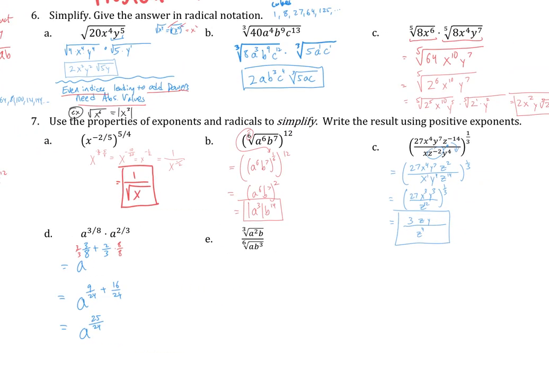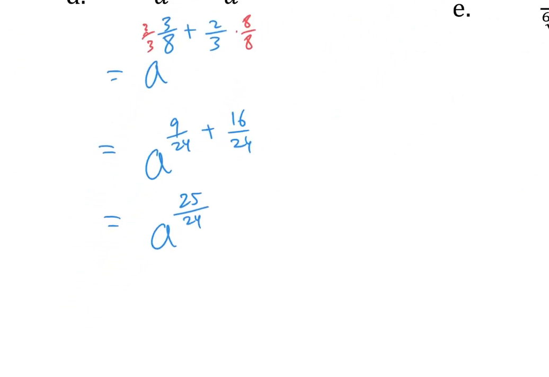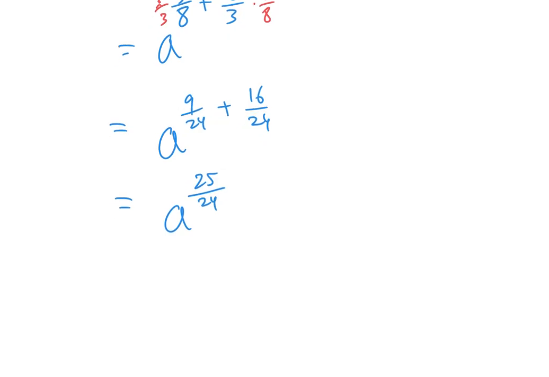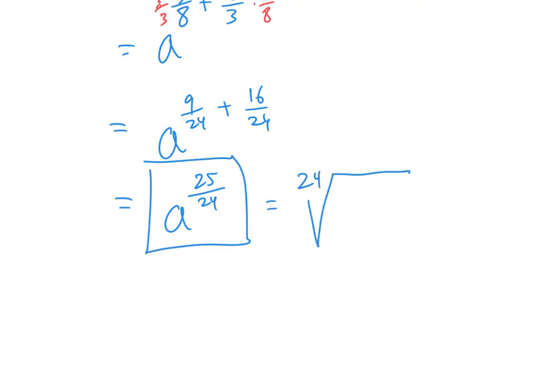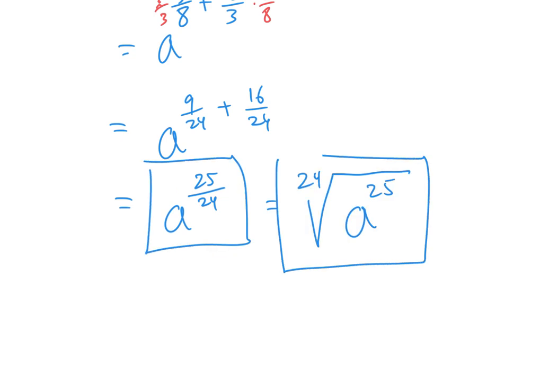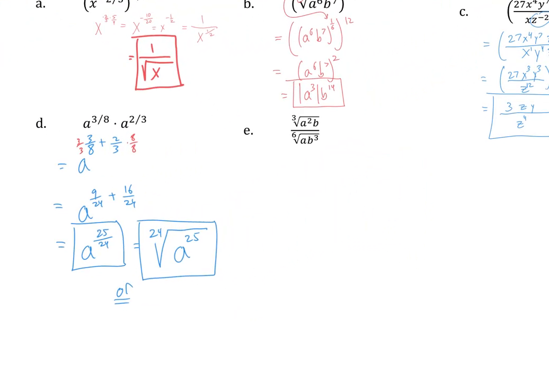Now, notice this says, well, let's see. It doesn't say to write it in radical notation. It says write the result using positive exponents. Okay, directions don't say to write it in radical notation, so we can leave it like this. I'll go ahead and write it in radical notation because sometimes we'll want it that way. So a little reminder, this is the 24th root of a to the 25th. The denominator is the index. Okay? So with the instructions up above, this would be an or. But if the instructions said write in radical notation, we would need to go ahead and write this radical.